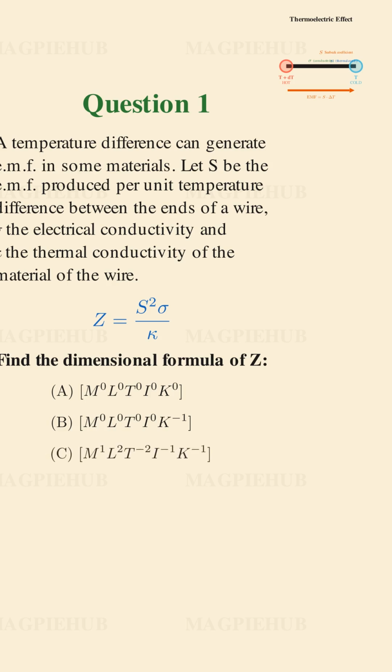B. M0 L0 T0 I0 K to the minus 1. C. M1 L2 T minus 2 I minus 1 K minus 1. D. M1 L2 T minus 4 I minus 1 K minus 1. Let us recall the key dimensions.